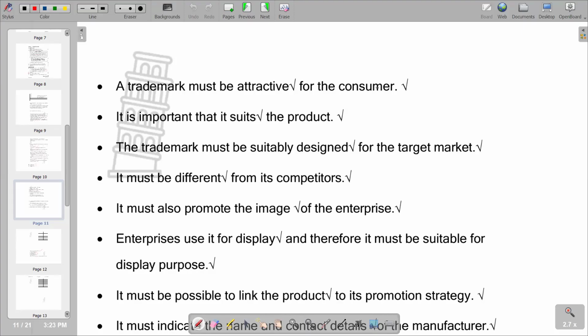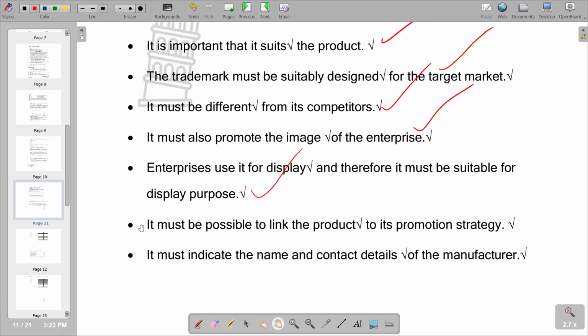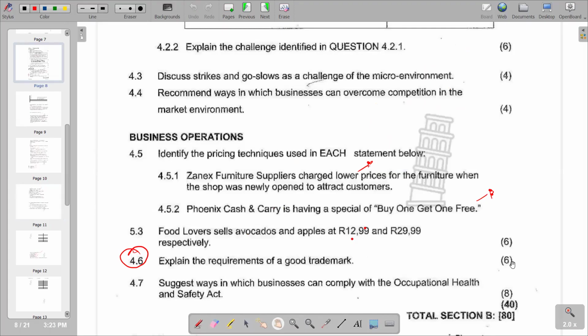Trademark must be attractive for the consumer. It is important that it suits the product. The trademark must be suitably designed for the target market. It must be different from its competitors. It must also promote the image of the enterprise. Enterprises use it for display, and therefore it must be suitable for display purposes. So these are some of the points that are supporting a good trademark. So we have other 2 points which we can also include on that part. So we can see that our question has got 6 marks. Obviously, it requires you to bring up three points.